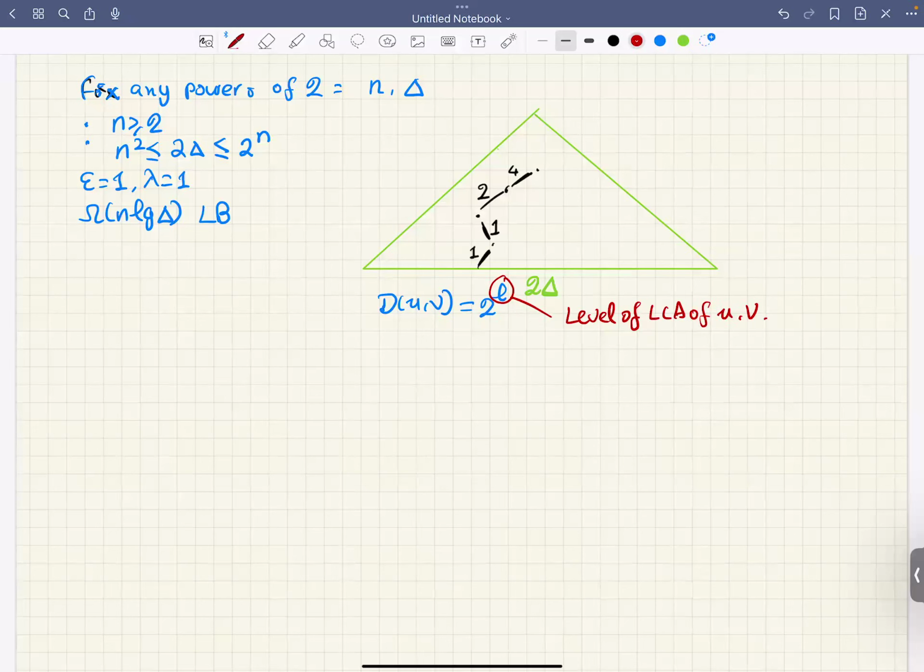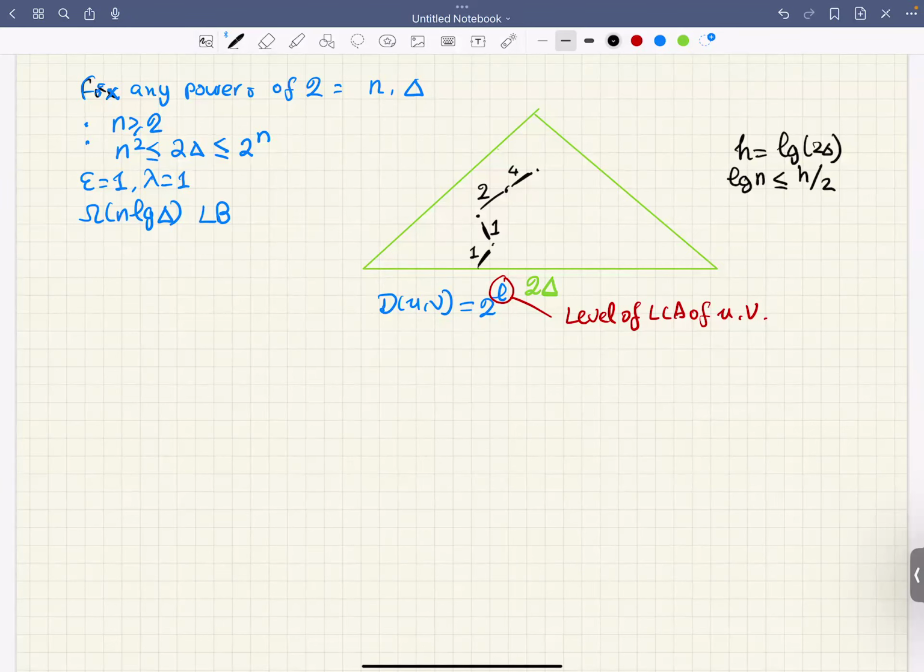Now, how do we name the levels? Leaves are level 0, and then 1, 2, 3, 4, all the way up. If I look at the height H, this height is clearly log delta. You can do the math with these inequalities, and then you can see that log n is bounded by H over 2.